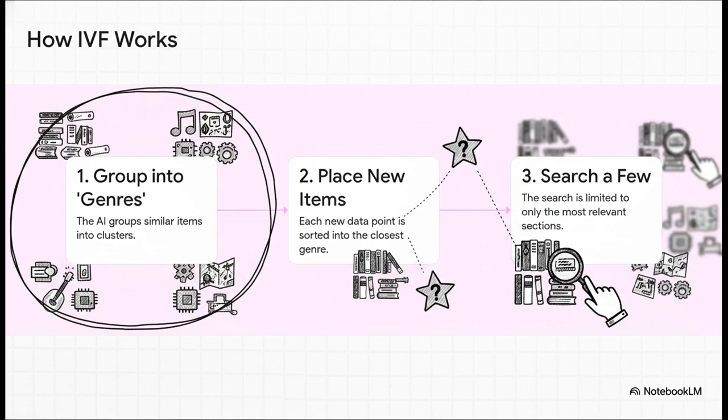So first, the AI looks at everything in the library and groups similar items into clusters. These are our genres. Then, anytime a new book or a new piece of data comes in, it automatically gets filed into the closest genre section. And finally, when you ask for something, the librarian doesn't waste time searching the whole library. They just go to the one or two sections that are most likely to have what you want. It's smart, simple, and pretty darn fast.